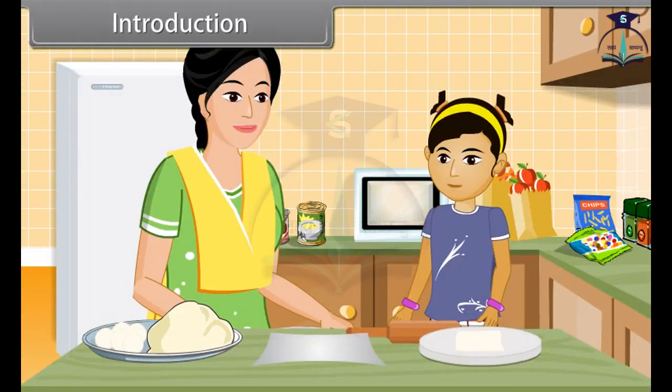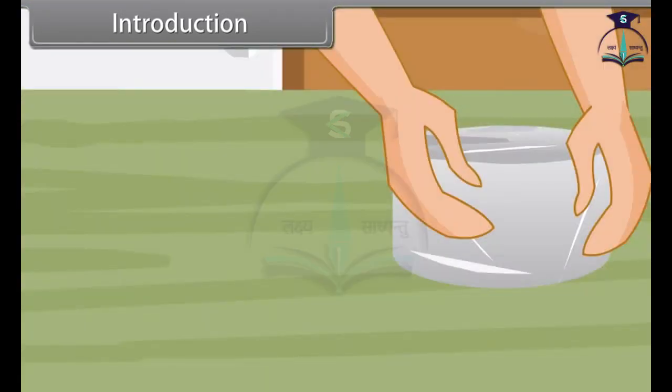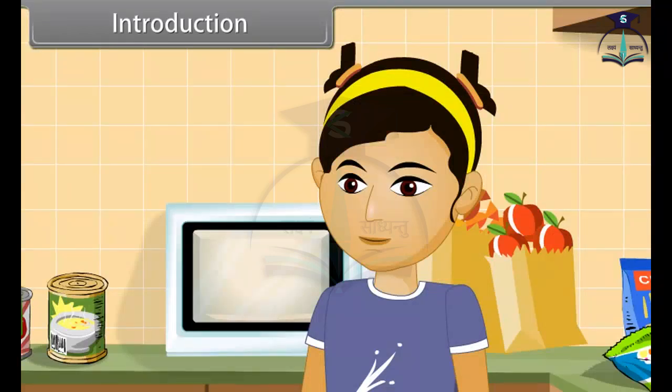Today, Ria is working in the kitchen with her mother. Her mother is packing a tiffin box by using a foil. Ria is watching this curiously and asks something to her mother.